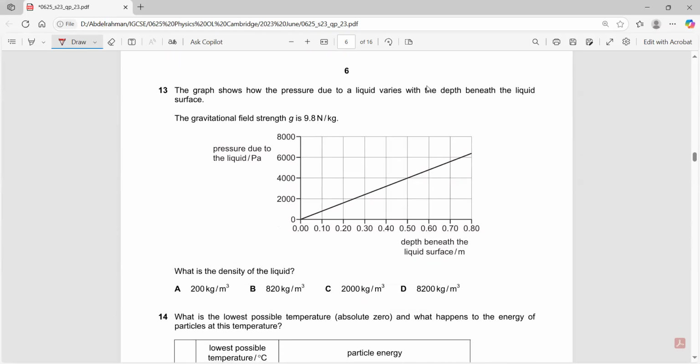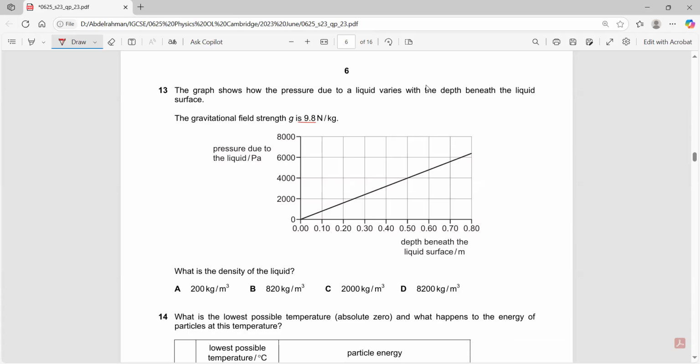Now moving on. The graph shows how the pressure due to a liquid varies with the depth beneath the liquid surface. The gravitational field strength is 9.8. What is the density of the liquid?